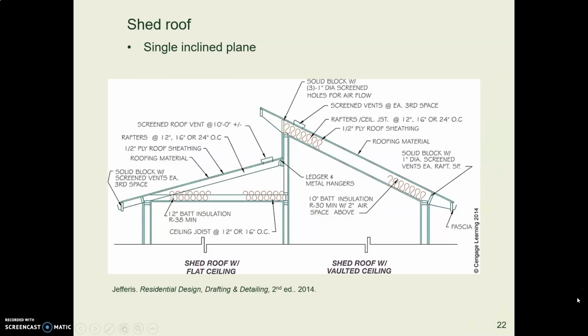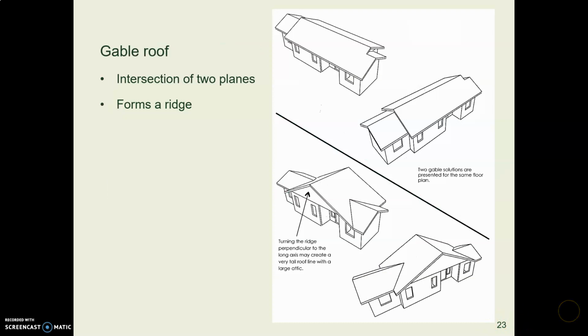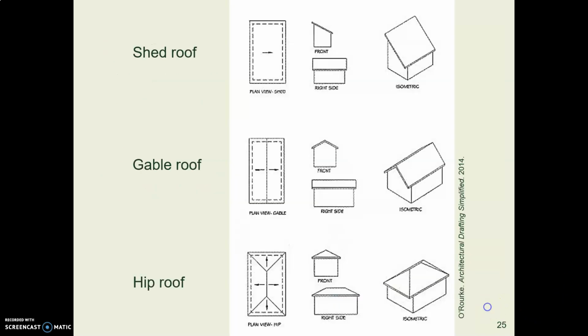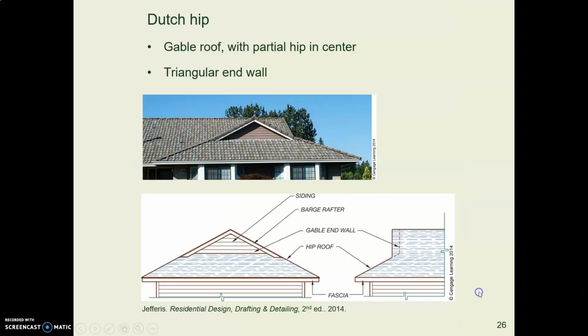A shed roof is a single plane, a single flat surface at a slope. A gable roof is two planes coming together. And a hip is three or more planes coming together. Could be 3, could be 4. So shed roof, one flat surface. Gable roof, two surfaces coming together. Hip roof, 3 or 4 surfaces coming together.